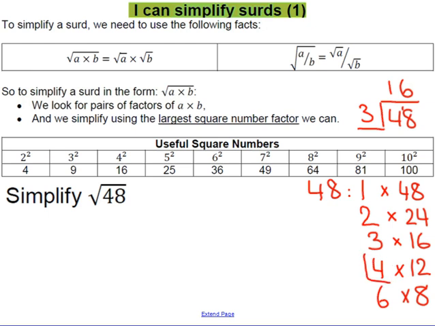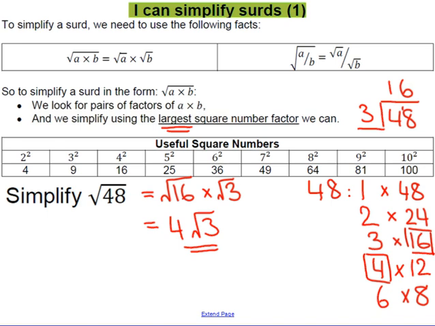Now I just want to go through that list and I want to identify any square number factors. So I have 4 here, but I also have 16. And it's important, as we said up here, to use the largest square number factor. So I'm not going to use 4, I'm going to use 16. So the square root of 48 is equal to the square root of 16 times the square root of 3. I do that because I can then see the square root of 16 is equal to 4, so it's 4 times the square root of 3, and that gives me my answer much more quickly.